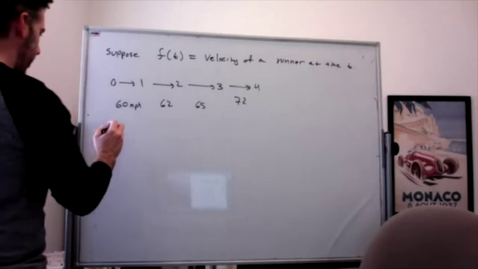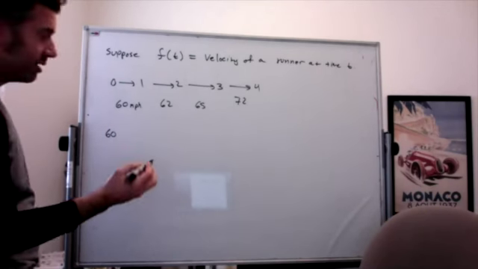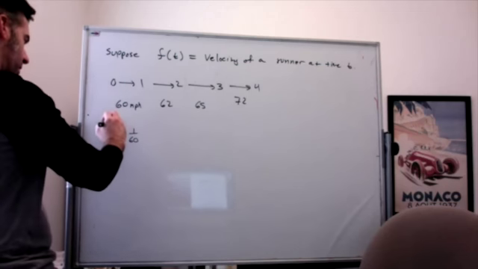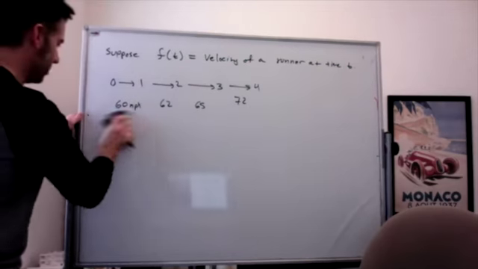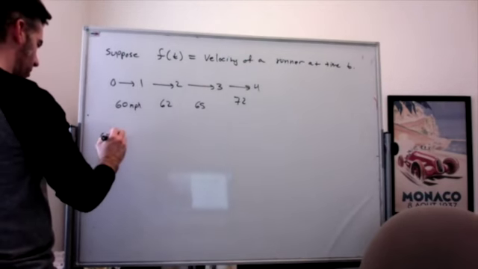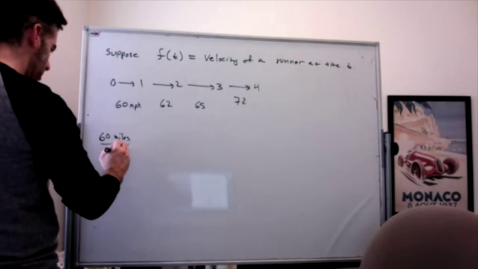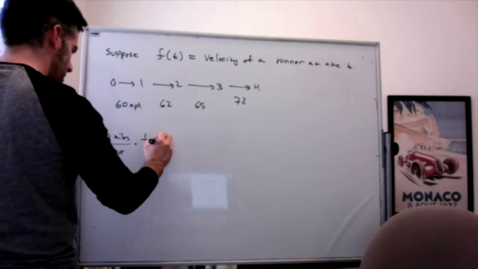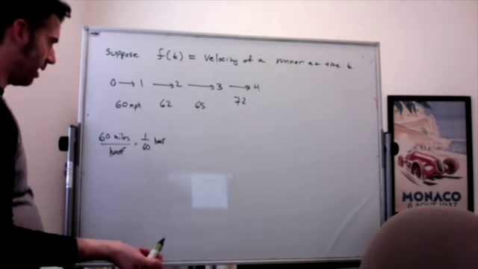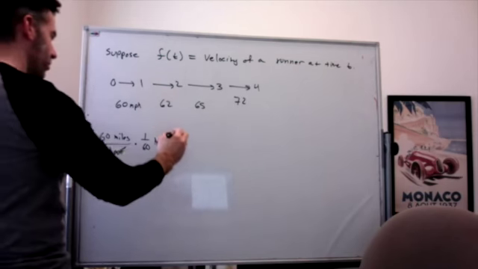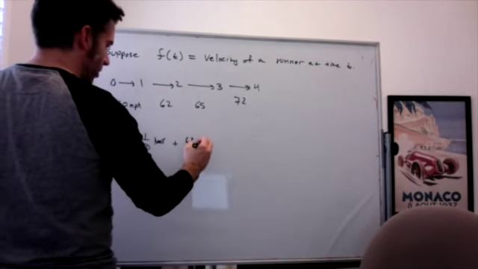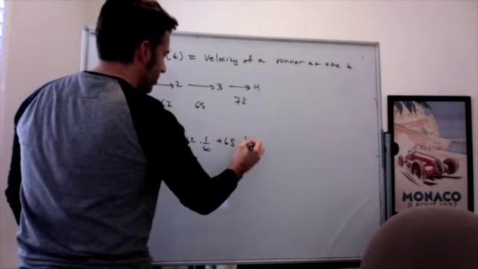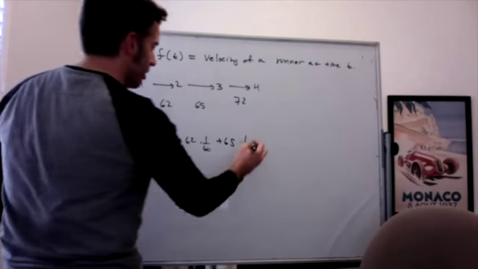Well, I traveled 60 miles per hour times 1/60th of an hour, right? In fact, you can even write it like this. It's 60 miles per hour times 1/60th of an hour. The hours cancel, you get 1 mile. And then for the next interval, you traveled 62 miles per hour times 1/60th of an hour. And then for the next one, 65. So each interval is 1/60th of an hour.